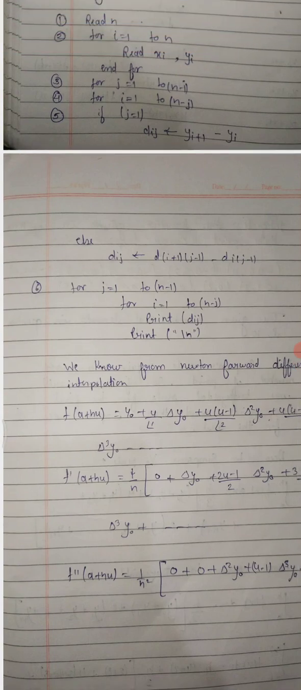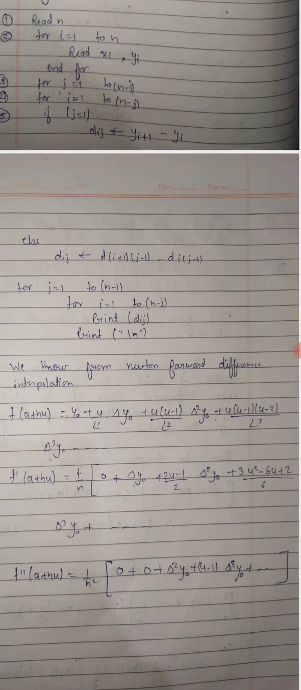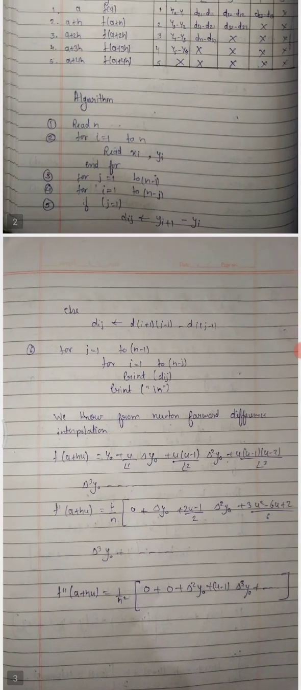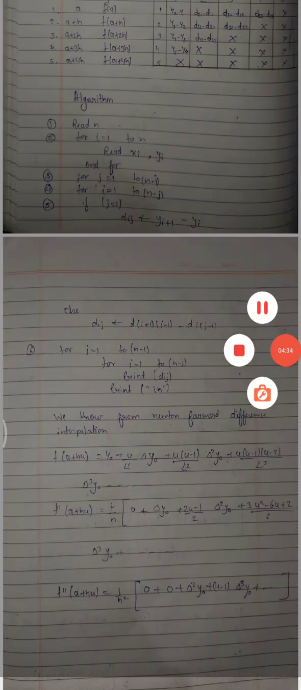So f double dash of a plus hu equals 1 by h square times [delta square y naught plus (u minus 1) delta cube y naught plus and so on]. So here we conclude the answer. Here the algorithm of our question is completed. Okay, thank you.